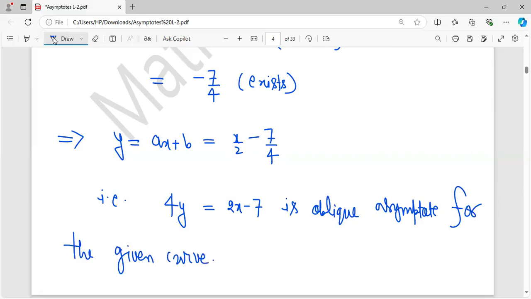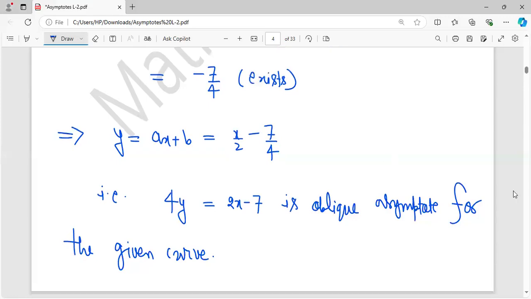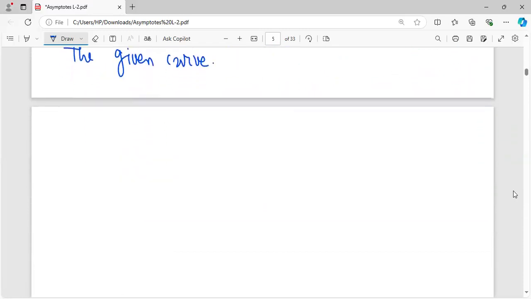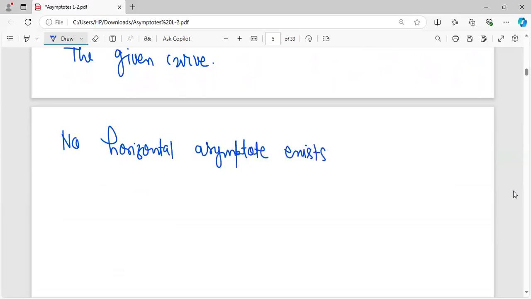You see that when we calculate the oblique asymptote in this case, the horizontal asymptote is automatically also calculated. But here no horizontal asymptote is coming, because only the oblique asymptote is coming. So no horizontal asymptote exists for the given curve.